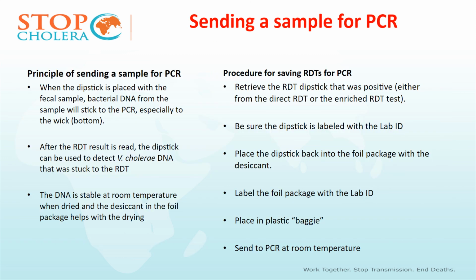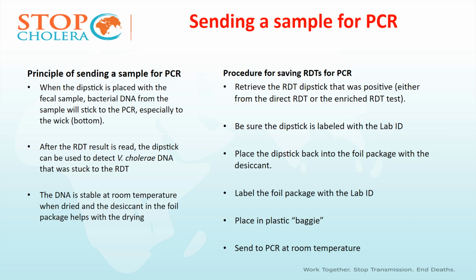One can also send samples for PCR, and the easiest way to do this is to use the RDT dipstick as the collecting matrix for the bacterial DNA. When one inserts the dipstick into the fecal sample, bacterial DNA sticks to the RDT, especially to the wick, the bottom of the dipstick. Thus, after one has read the result of the RDT, one can then place the dipstick back into the foil, along with the desiccant, and send it to the PCR lab.